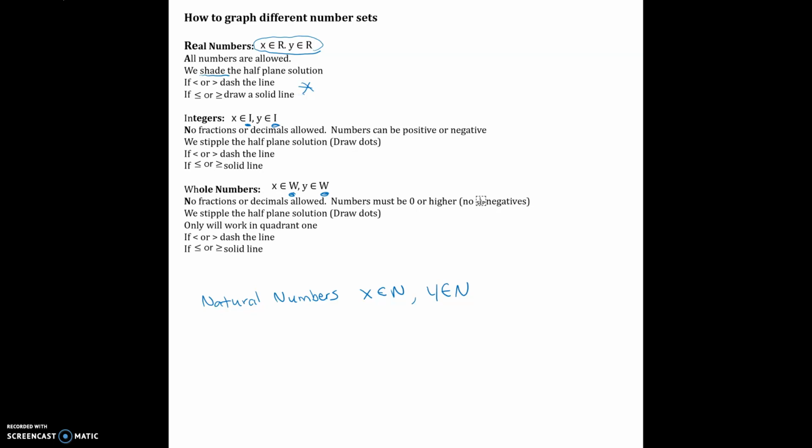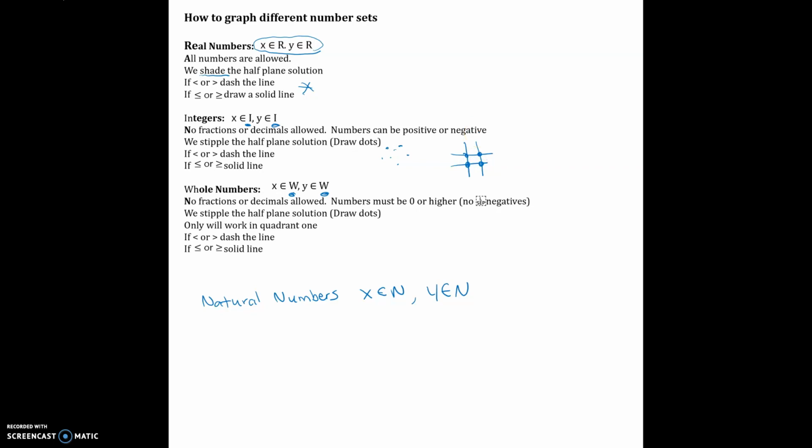Integers, because there's no fractions or decimals, the numbers can be positive or negative. We have to stipple the half-plane solution, so we have to draw those dots. And the reason why is because our answers are only lying on those intersections where all those whole numbers are, not in the middle.